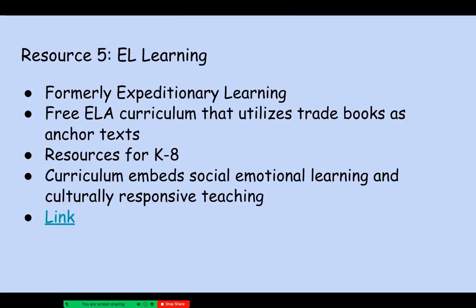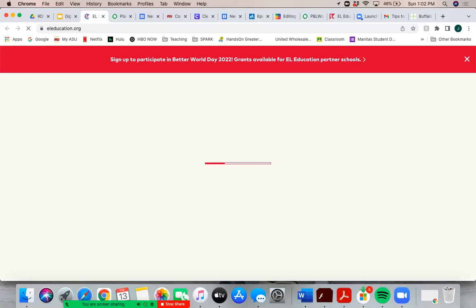And the final resource that I chose to include is EL Learning. This is formerly Expeditionary Learning, and it is an online free ELA curriculum that utilizes trade books as anchor text. So they have resources in full year-long curriculums for kindergarten through 8th grade. And this curriculum also embeds social emotional learning and culturally responsive teaching practices. So their website I think is really, really easy to use.